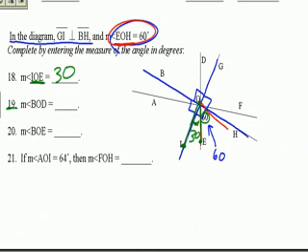That first one's done. Number 19, measure of angle BOD. We go BOD. That angle right there is actually a vertical angle with the 60-degree angle. So this must also be 60.